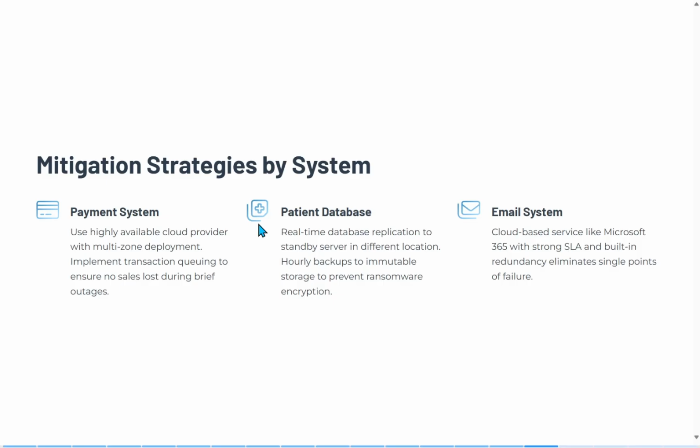So the email, to mitigate email attack, use a cloud-based service like Microsoft 365 with strong SLA and built-in redundancy to eliminate single point of failure.